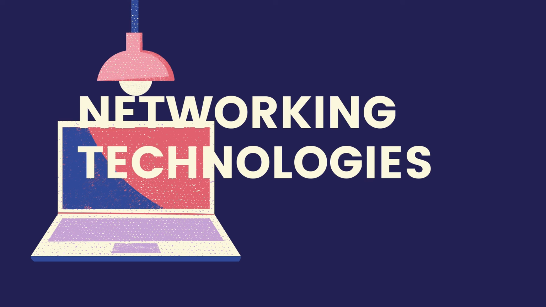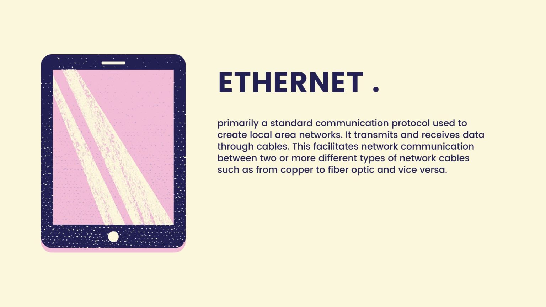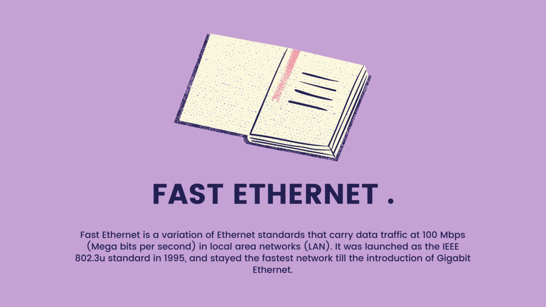Next, to the networking technologies. There are many types of technologies. First is Ethernet. Ethernet is a primary standard communication protocol used to create local area networks. It transmits and receives data through cables. It facilitates network communication between two or more different types of network cables, such as from copper to fiber optic and vice versa.